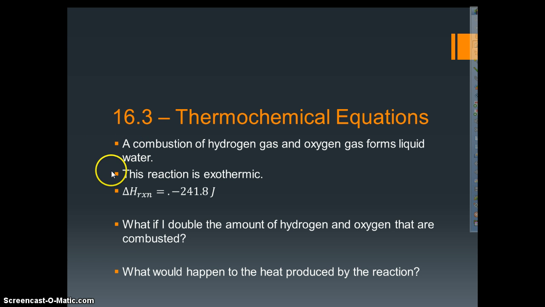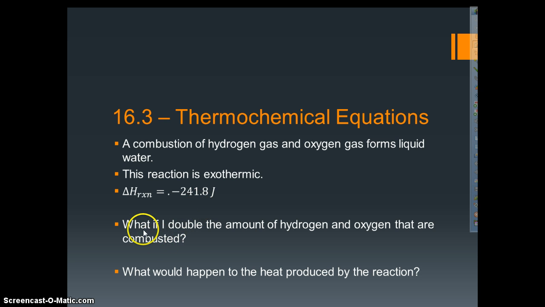So here's the main idea we want to think about. You don't have to write this down, but if I have the combustion of hydrogen gas and oxygen gas, that'll form water. And combustion means I'm basically igniting these two things together and I end up getting water. And this reaction's exothermic. So my delta H for the reaction is a negative 241.8. So that's how much heat is given off.